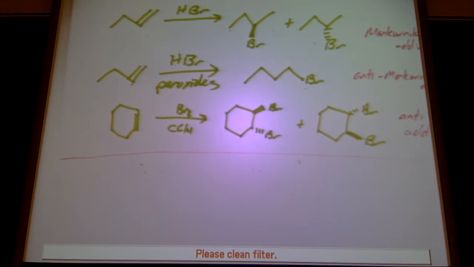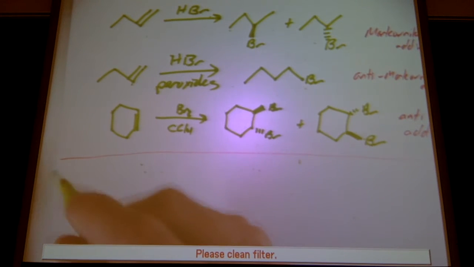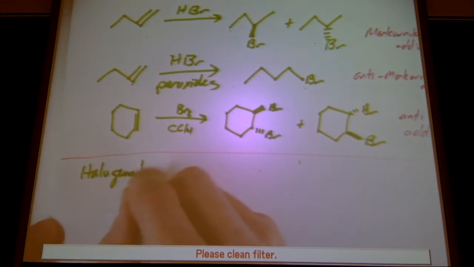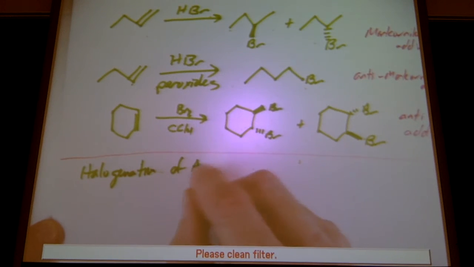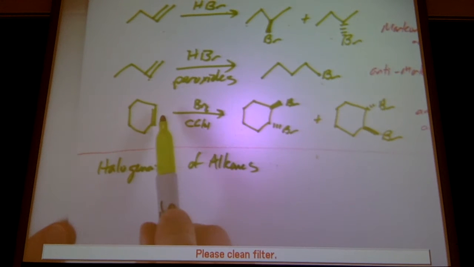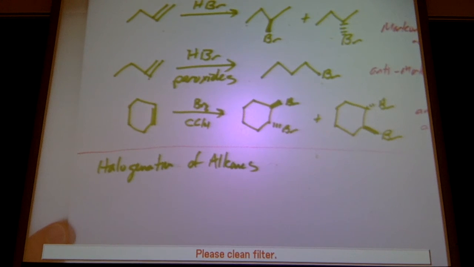Now, another method that we touched on just briefly was halogenation of alkanes. And so this was alkenes here. You can also halogenate an alkane, so without the double bond. So in this reaction, chlorine or bromine can replace any hydrogen in the alkane in the presence of light. The reaction takes place through a radical mechanism.